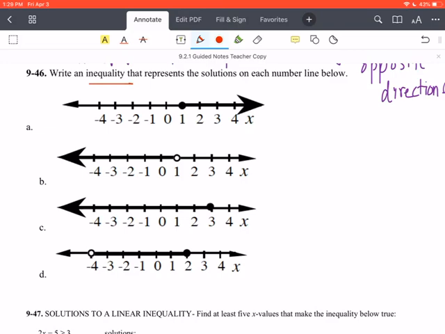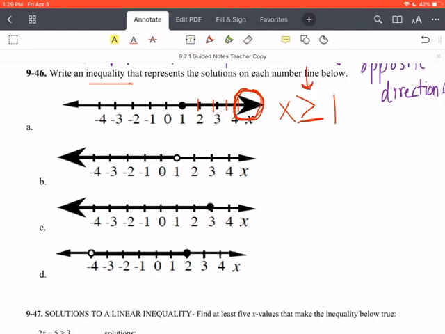In this problem, letter A, I see that 1 is being compared to x, and I always want to start with my x first. So then I'm thinking, what are all these numbers compared to 1? Well, x is everything larger than or equal to 1, because of the shaded circle. Now we can always check ourselves. This arrow is going in the same direction as this arrow, but you have to make sure that you placed your x first.